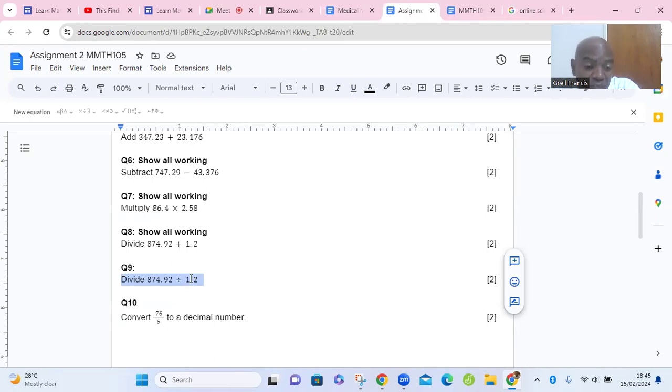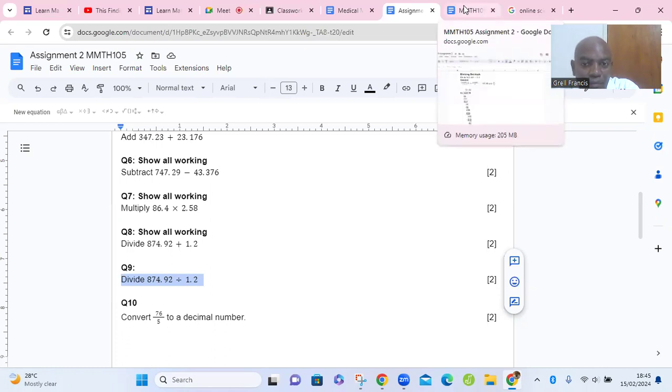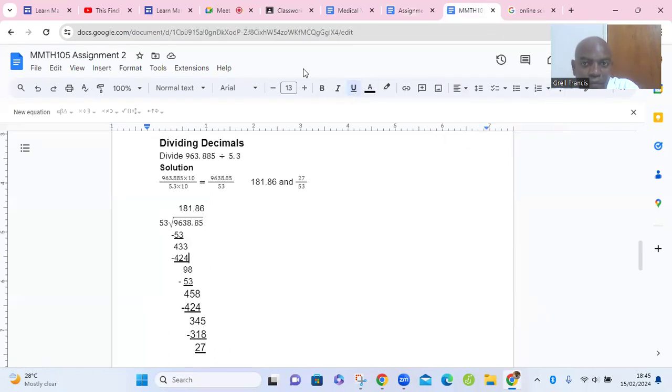So you'll be dividing by 12. And that will be 8,749.2. Shift the decimal. So 8,749.2 divided by 12. Okay. Because you want to divide by a whole number. And you can verify your answer by actually punching the numbers in a calculator.